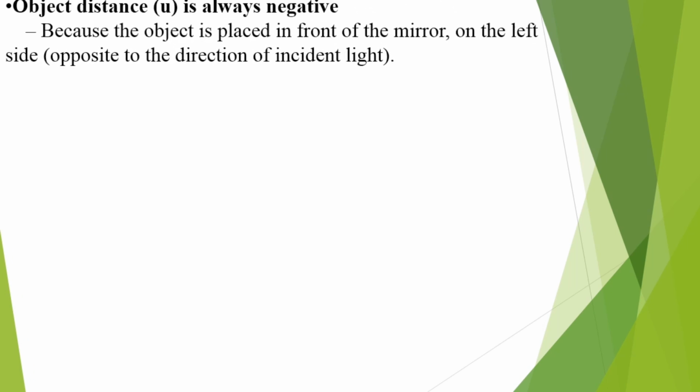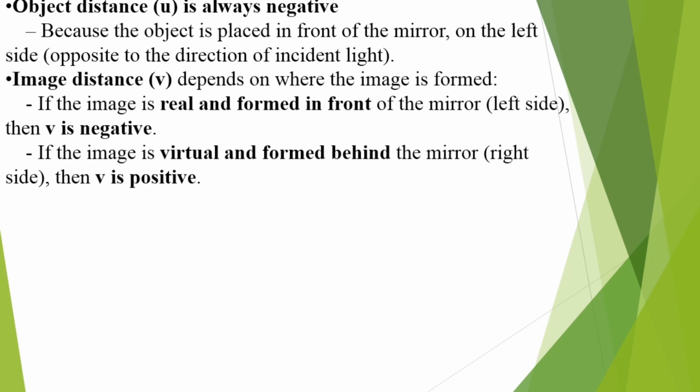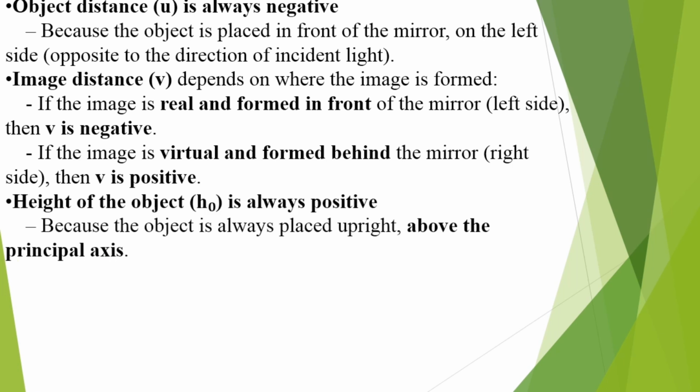Object distance u is always taken as negative because the object is placed in front of the mirror on the left side, opposite to the direction of incident light. The image distance depends on where the image is formed, because sometimes the image will be formed to the left side of the mirror and sometimes to the right side. So if the image is real and formed in front of the mirror, that is to the left side, then image distance v is negative. If the image is virtual and formed behind the mirror, that is the right side of the mirror, then v is positive.